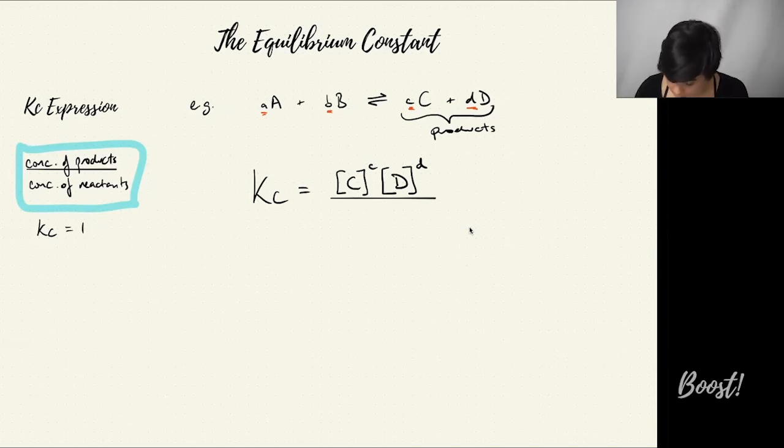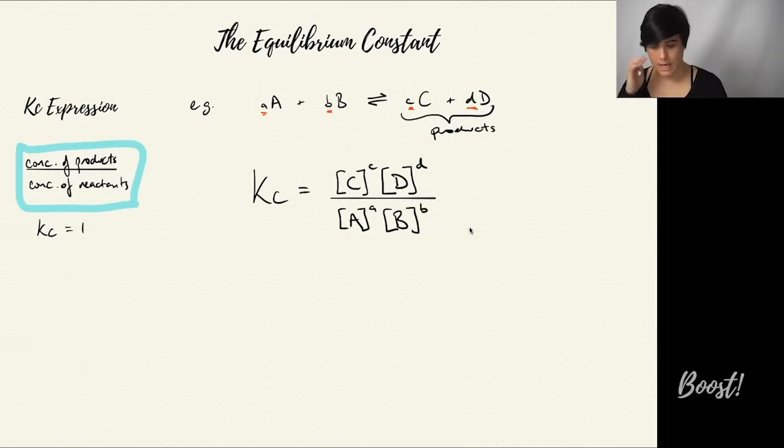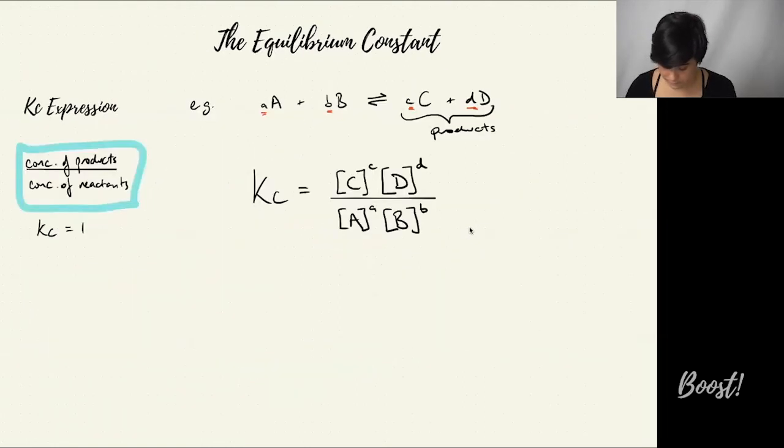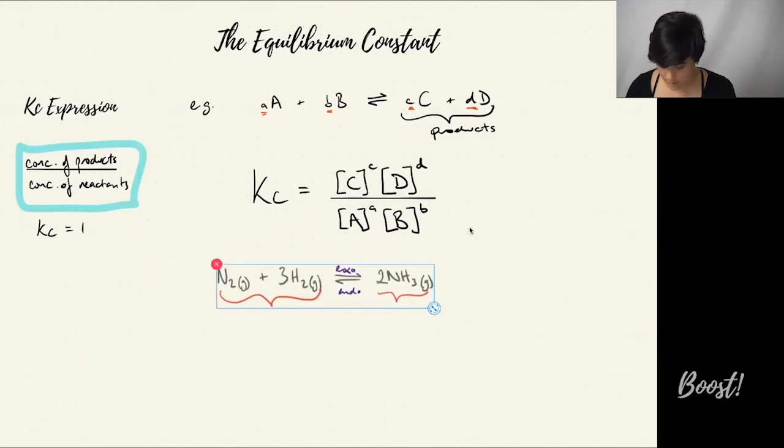And then on the bottom, we'll have the concentration of A to the power of little a, and the concentration of B to the power of little b. Okay, so I'm just going to go back and grab this equation of the Haber process so that we can use this as an example. I'm just going to rub out all of this stuff.